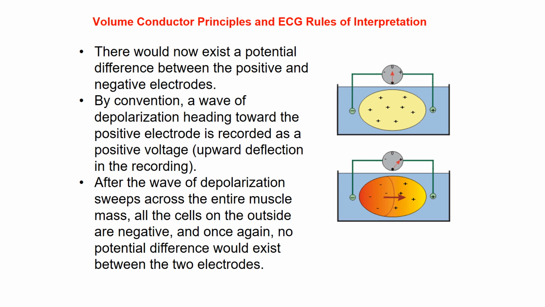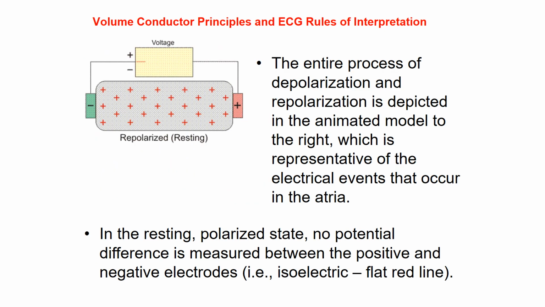By convention, a wave of depolarization heading toward the positive electrode is recorded as a positive voltage, upward deflection in the recording. After the wave of depolarization sweeps across the entire muscle mass, all the cells on the outside are negative, and once again, no potential difference would exist between the two electrodes. The entire process of depolarization and repolarization is depicted in the animated model to the left, which is representative of the electrical events that occur in the atria.